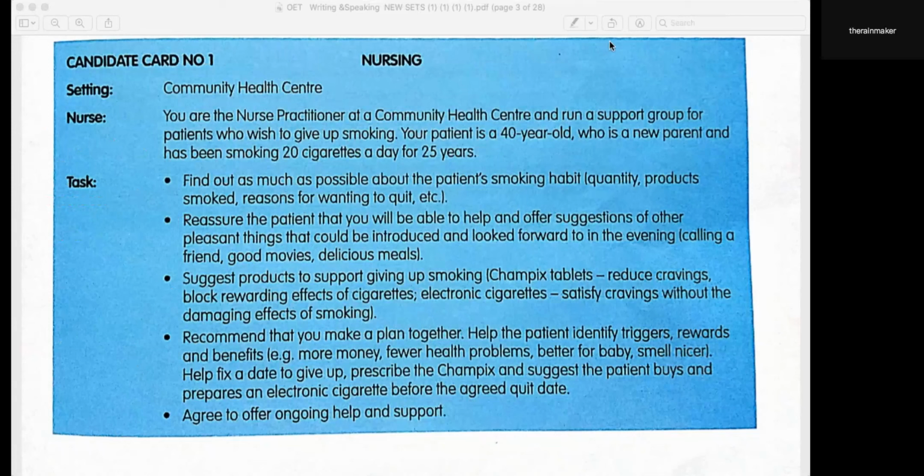Yeah, let's not look at this thing. In general, let's just think. I mean, what do we know about giving up smoking?